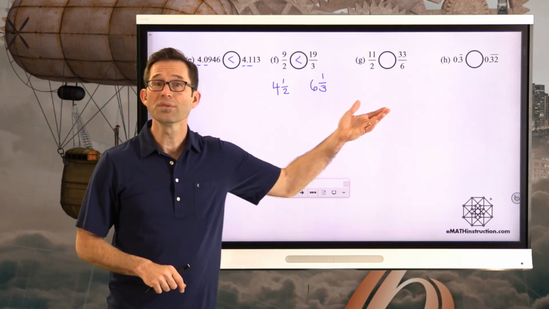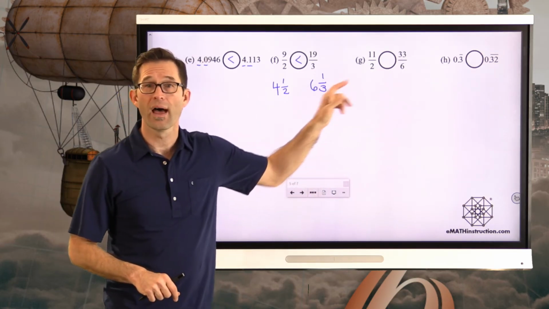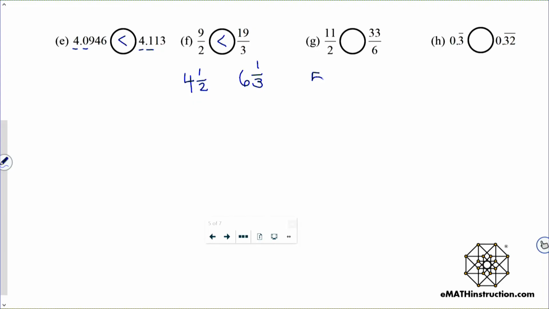All right, and we can do the same thing with this problem. All right, 11 halves, right? We could rewrite that as 5 and 1/2. All right, 33 thirds, we can write that as 5.